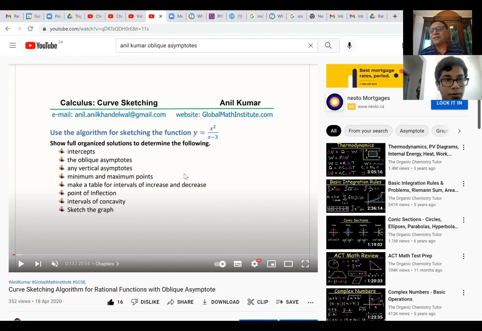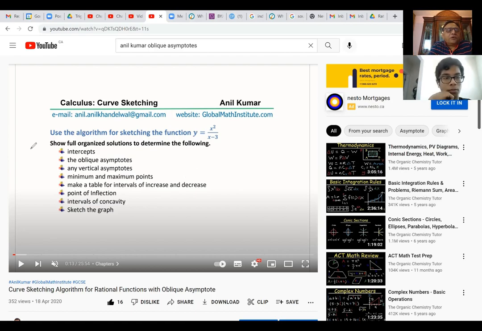Numerator is 1 degree more than denominator. And we can always find the oblique asymptote by dividing the numerator by the denominator. Correct? So now, when you are given a rational function and we need to sketch the graph of a rational function, then this is a very good algorithm which you could follow.